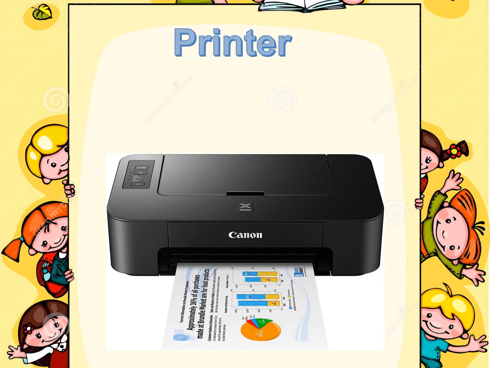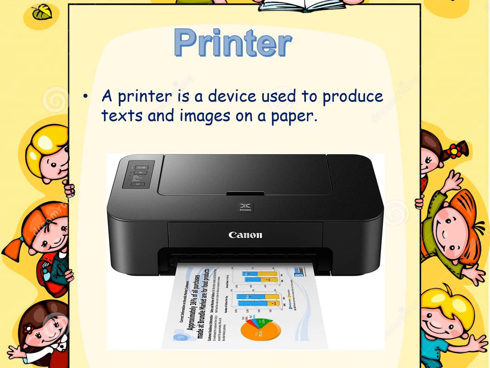Then here's the printer. If you see, paper came out. A printer is a device used to produce text and images on a paper. Okay, example, your book. It's a hard copy. So hard copy is literally hard, using the paper that produced the text and images on a paper using a printer.